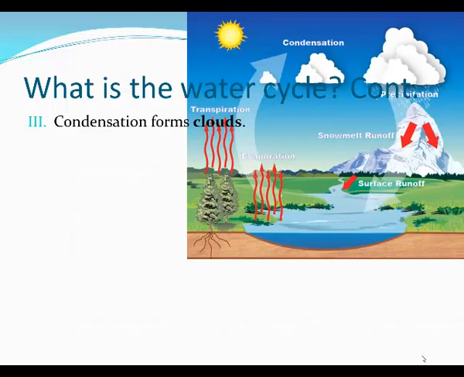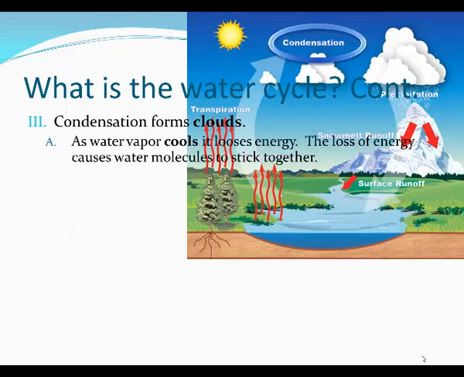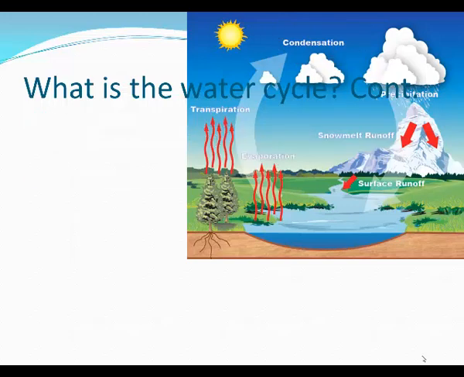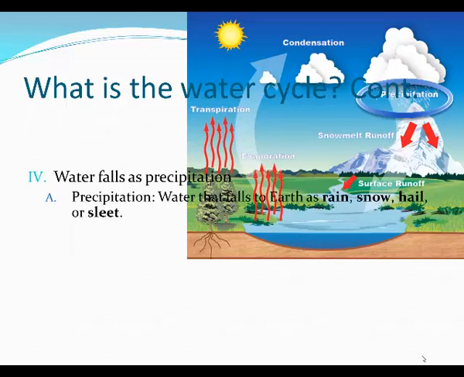Condensation. Condensation helps to form clouds. This is when water vapor loses energy and the water molecules come closer together, forming a liquid again. So as water vapor cools, it loses energy. The loss of energy causes water molecules to stick back together, forming liquid water in the atmosphere. Water falls as precipitation once it has gained enough mass and enough weight to have gravity act on it.